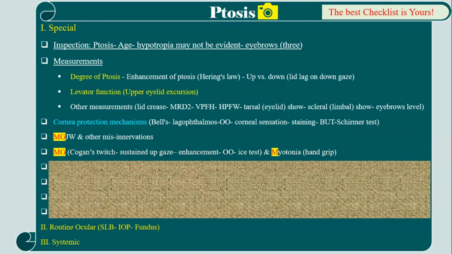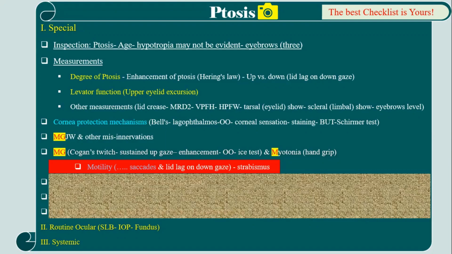A kind of mnemonic to make it easy: myasthenia gravis is MG, and myotonia is M. The next one is about motility testing. And whenever we say motility, you have to add strabismus evaluation, like doing cover tests and so on. So I will quickly mention the following slides, because this is not a strabismus class.